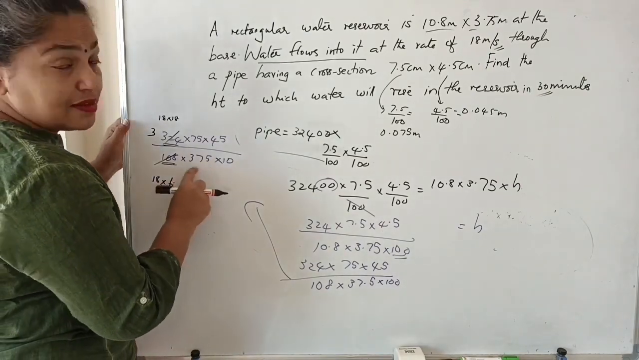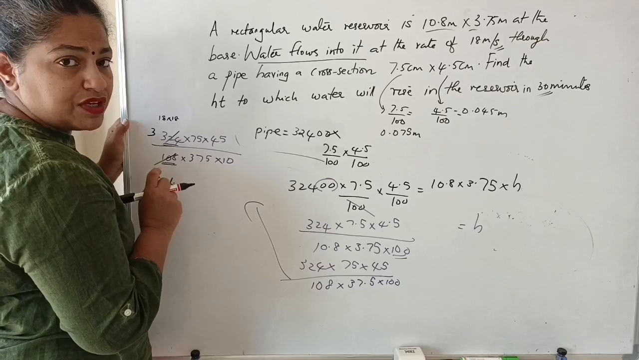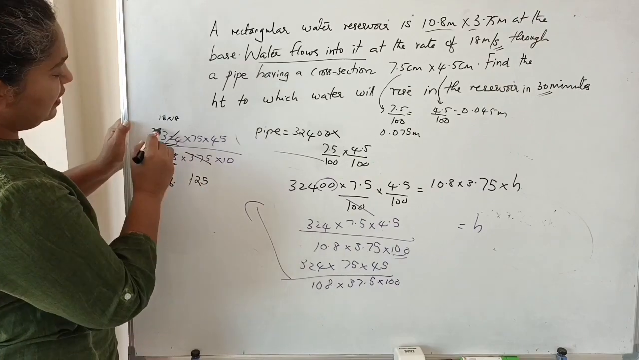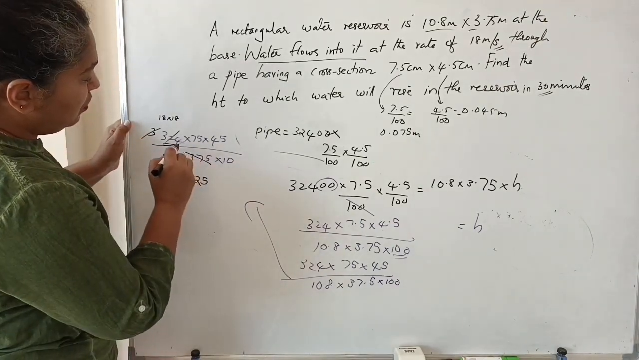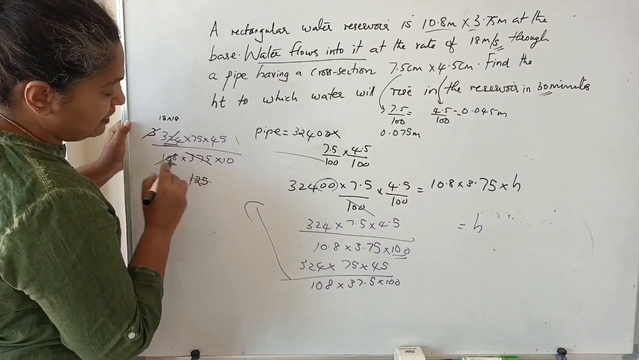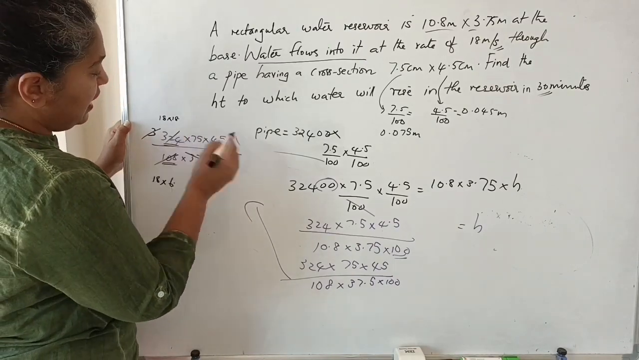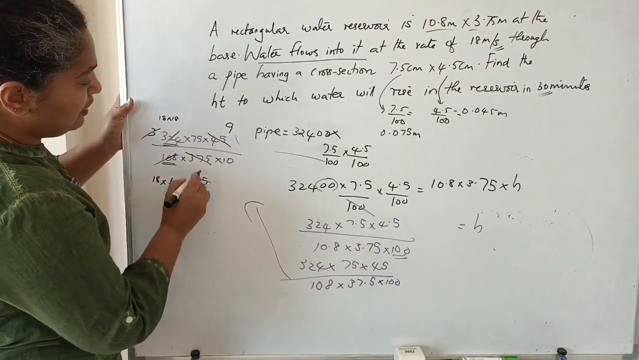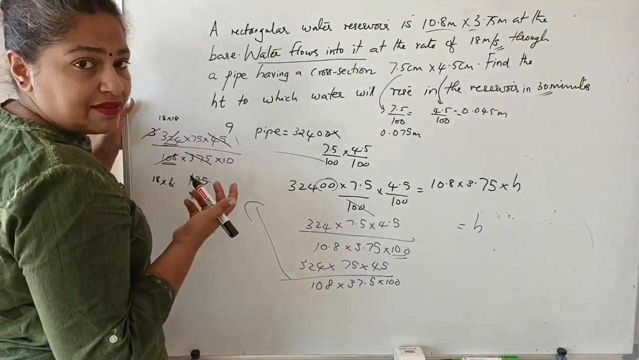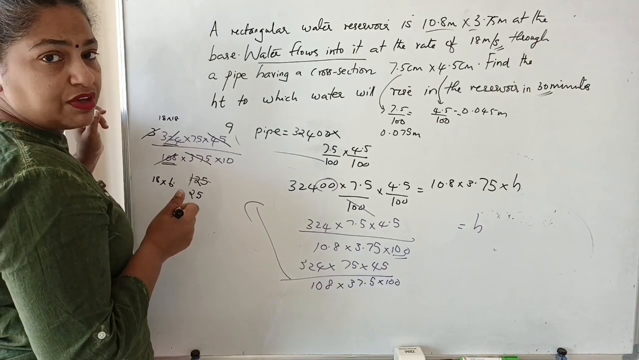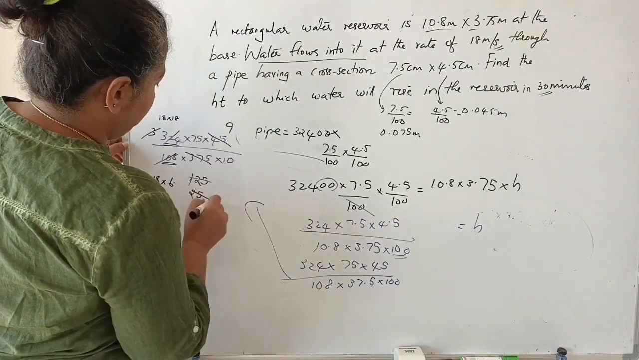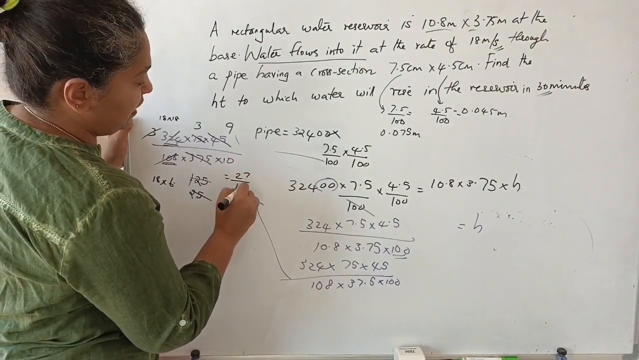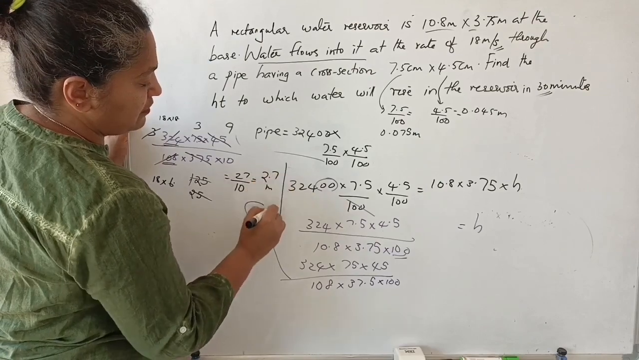Now I will check whether this is divisible by 3. The sum of the digits is 15, so it is divisible by 3. So I divide by 3, I get 3, and I get 125. Now all the terms are divisible by 5, so I will divide this by 5 and I get 25. I divide this by 5, I get a 3, and I get a 9. Now 25 and 75, I can cancel out the common factors. When I cancel 25 and 75, I will get 3. Now it is very simple. It is 27 by 10, which is 2.7 meters.